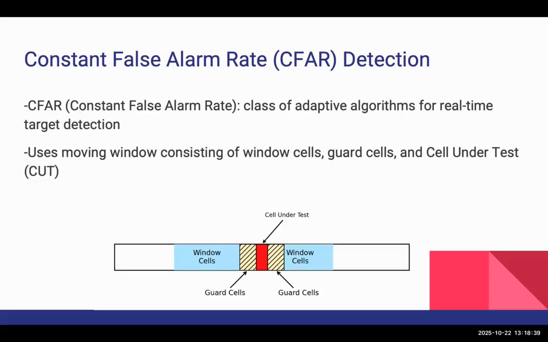Oh, and actually I should say one more thing about this. There are two major categories of CFAR. There's cell averaging CFAR, where typically you're looking at the mean of the window cell values. And then there's ordered statistics CFAR, where you're looking at the median or some other percentile cutoff. You're computing that statistic. So we focused on a comparison with cell averaging CFAR in this work, but more recently we've extended it to a comparison with other forms of CFAR. I'll talk about that a bit at the end.